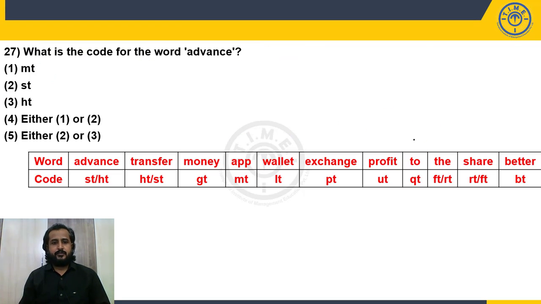What is the code for the word advance? Advance may be ST or HT. ST, HT, either 2 or 3. Choice 5.